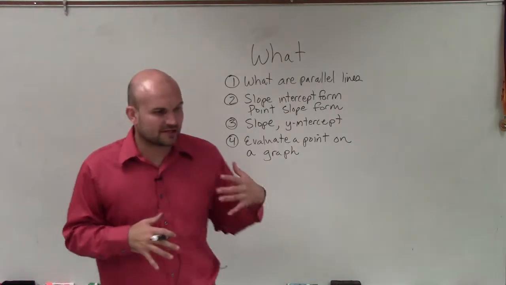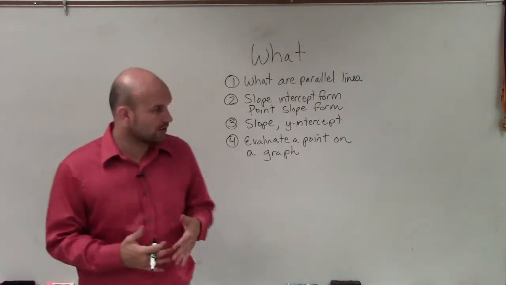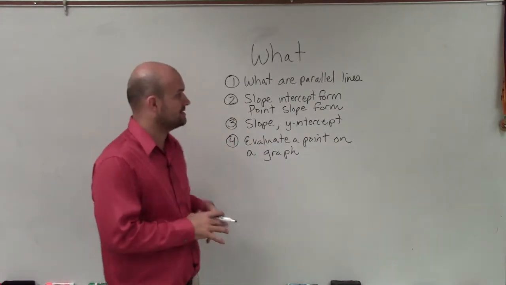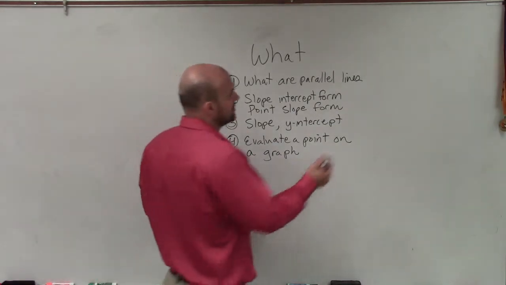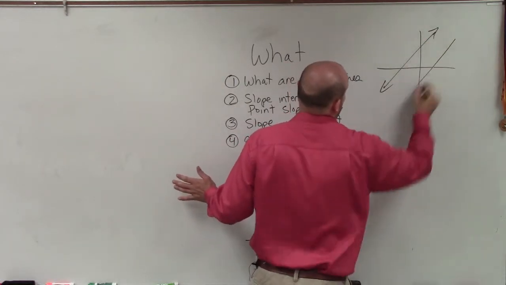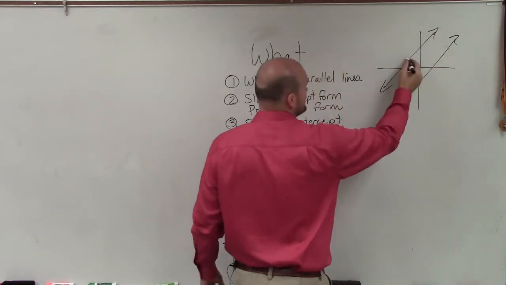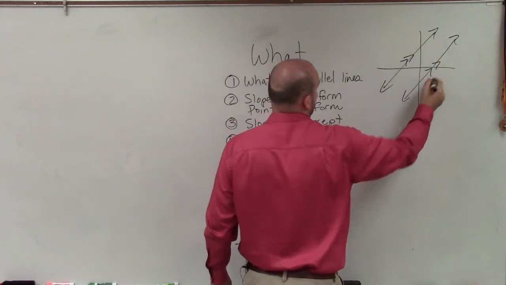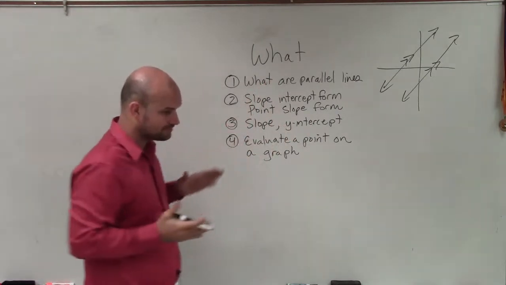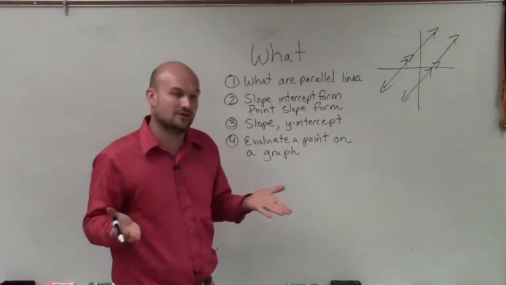Some things you're going to need to know to be successful within this course is, first of all, understanding what exactly parallel lines are. Remember, parallel lines are two lines that have exactly the same slope and they're never going to intersect. So they look something like this. A lot of times we represent parallel lines with this little double angle here, representing that these lines are going to continue in the same direction at the same slope and never intersect.